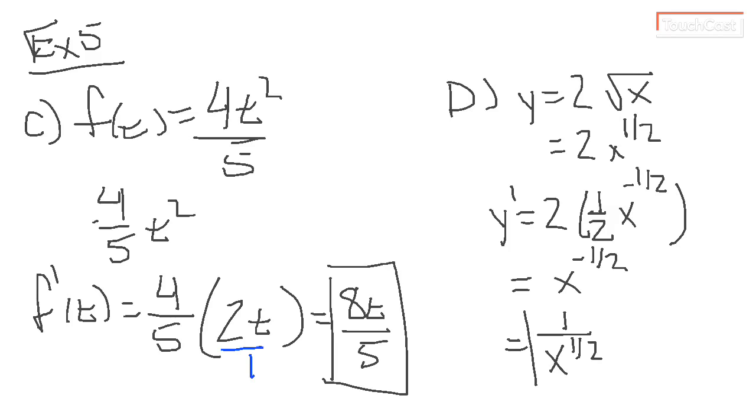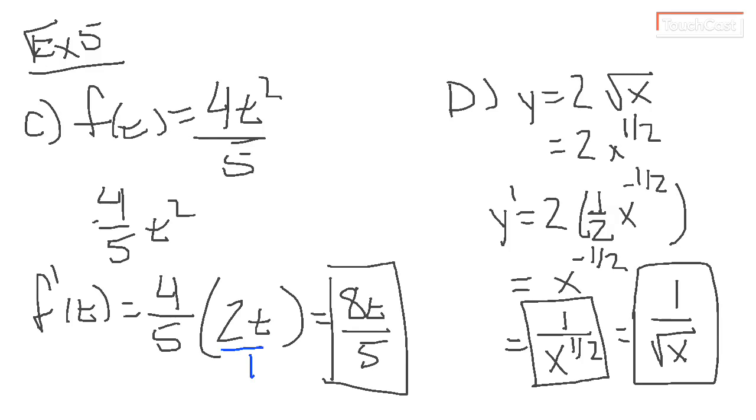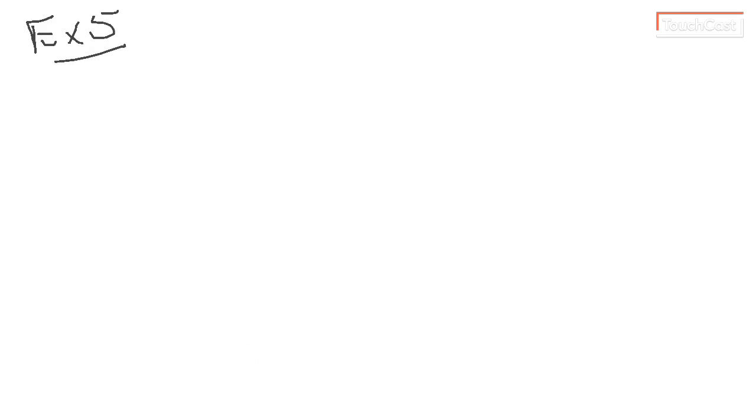I'm totally fine with you stopping at that point. If you wanted to keep going, you could also write this as 1 over the square root of x, which is also an acceptable answer. I have 2 more little parts to look at in example 5. So let's look at them.